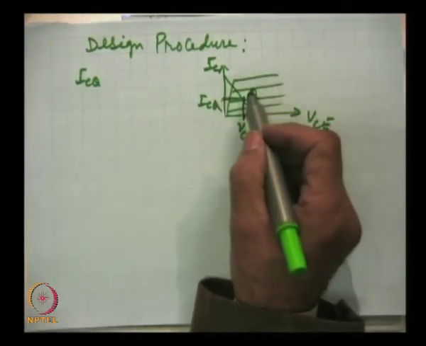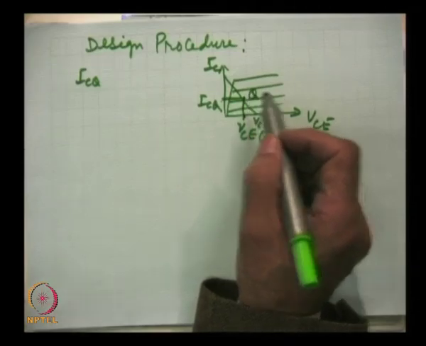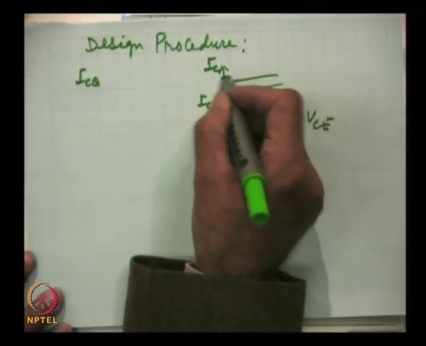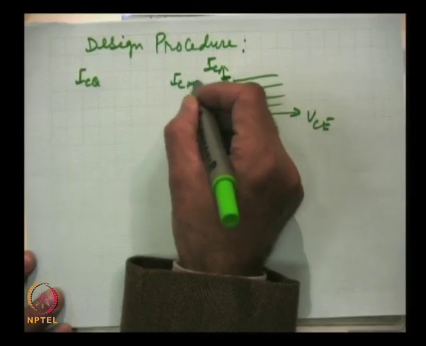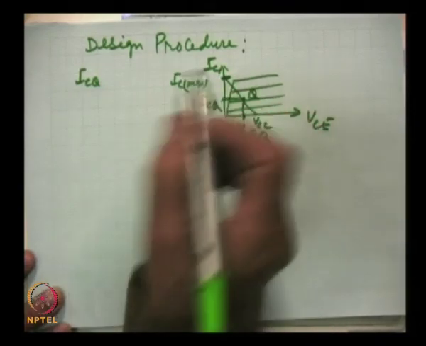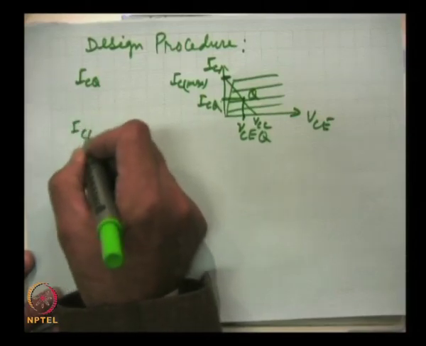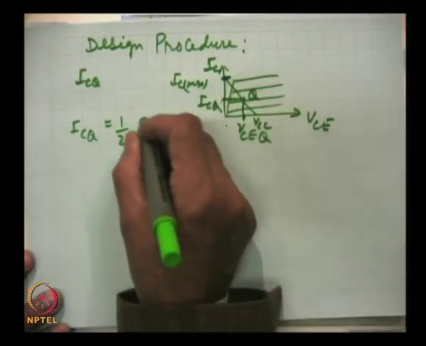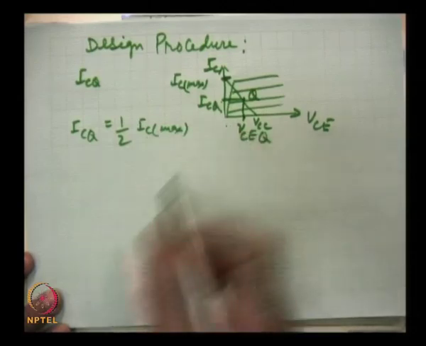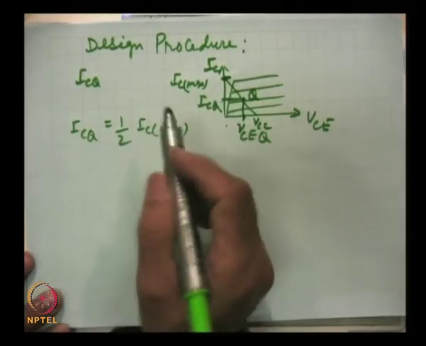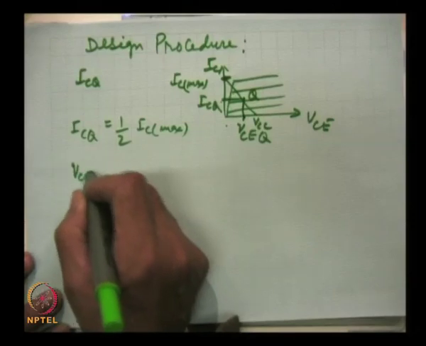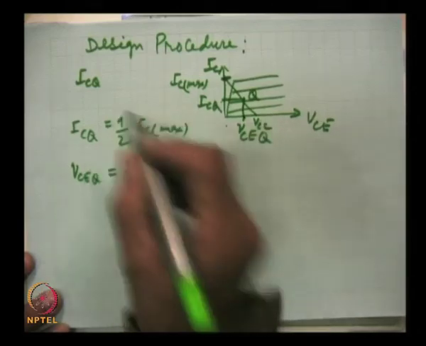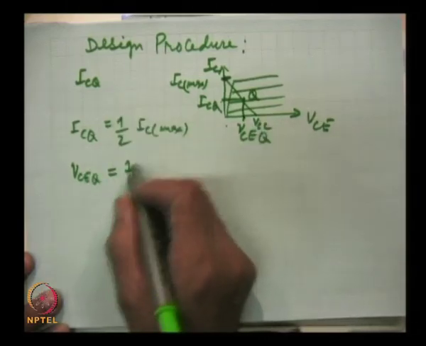If these characteristics are not available, as is often the case, then it is safe, because the manufacturer prescribed the value of this IC max. So, it is safe to take ICQ to be equal to half of this IC max. So, this point is known, and VCEQ can be taken as half of VCC, sorry.